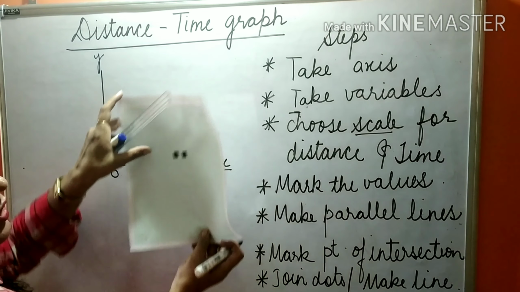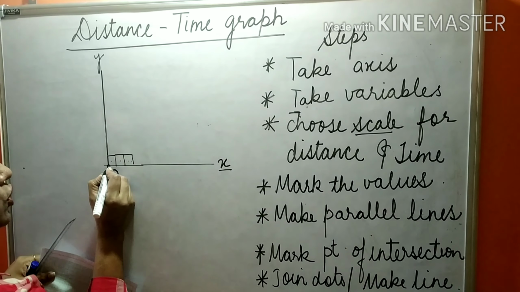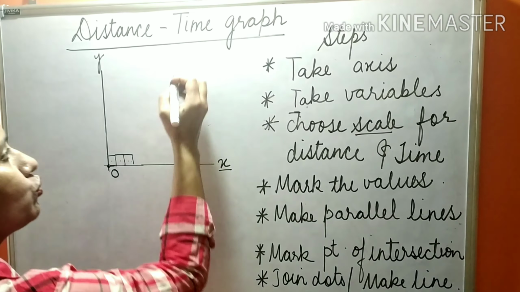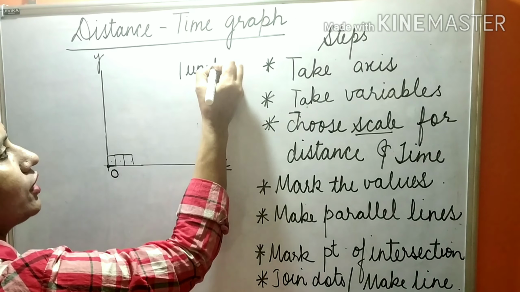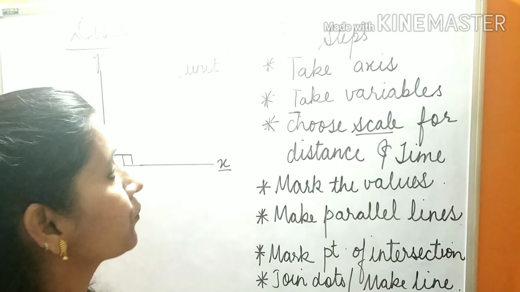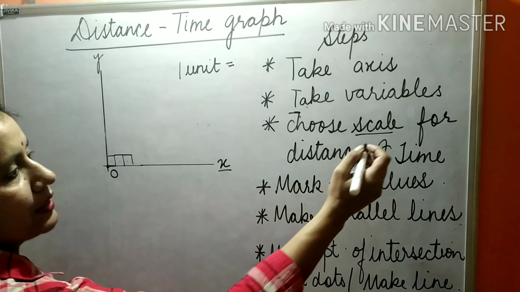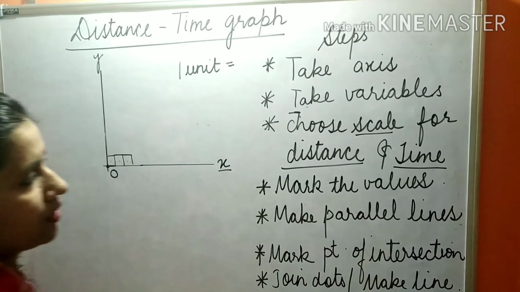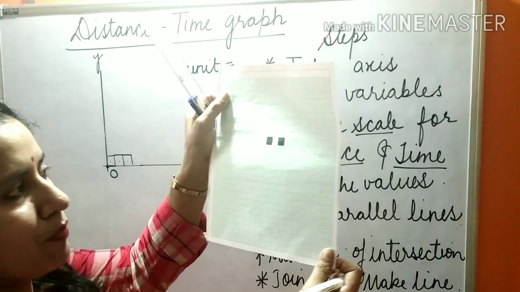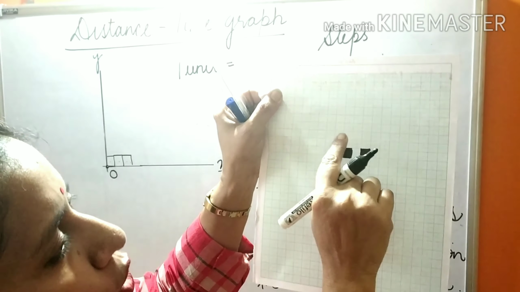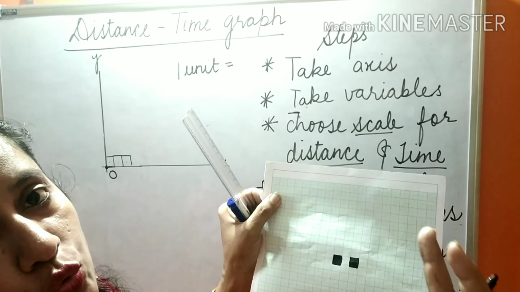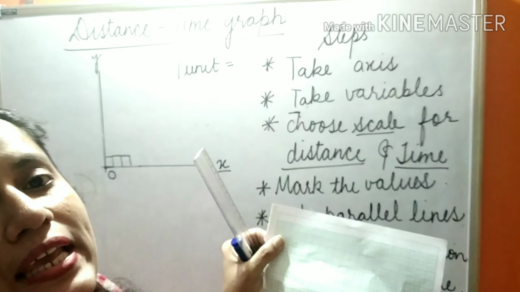Fine. So now taking a scale means we'll choose our unit. Choosing a scale means we'll choose one unit. What is one unit? One box. What do you consider one box to be? So one box can be for distance as well as for time. Now choose scale. To choose the scale, please see this graph paper. You can easily see all the boxes are equal. So if I call one box 1, then the second will be 2, the third will be 3. This is called taking scale.